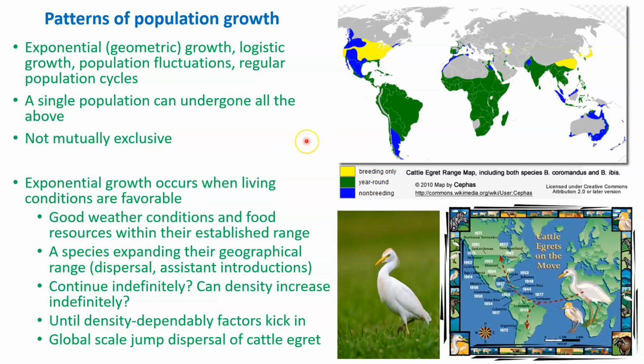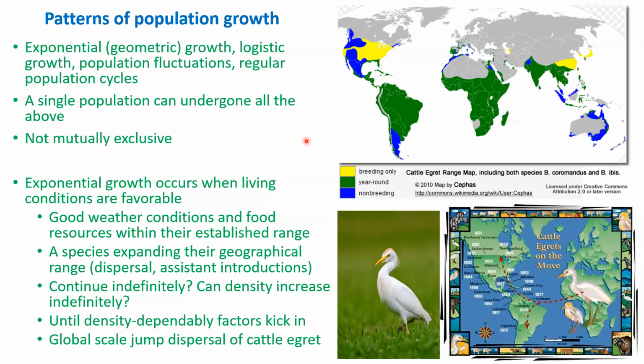Exponential growth occurs particularly when living conditions are quite favorable. You should know that already, and particularly if those favorable growth conditions are unpredictable, right? For example, good weather conditions and increased food resource availability within a particular geographic range will favor a particular population to shift into exponential growth or geometric growth if the reproduction of that particular species is periodic.